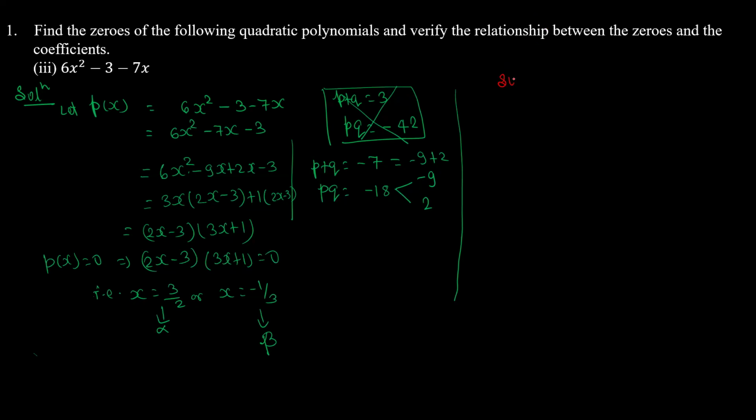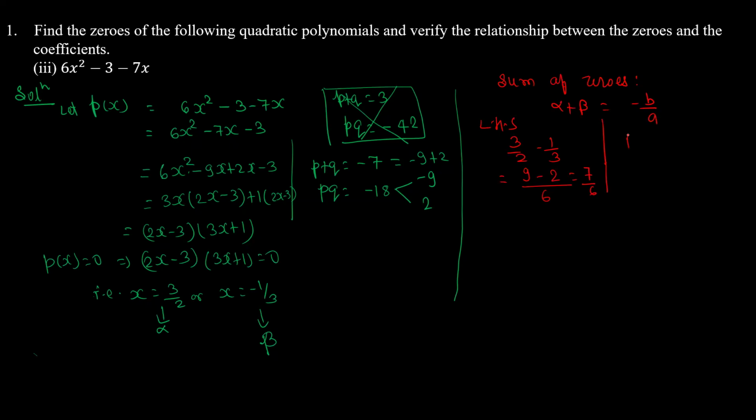So sum of zeros. First what we are writing? Sum of zeros. So sum of zeros is what? Alpha plus beta equal to minus b by a. So this is the LHS. So alpha plus beta क्या है वैल्यू अपने पास? 3 upon 2 minus 1 by 3. So finally you can take the LCM. 2, 3 LCM is 6. So we have 9 minus 2. So how much? 7 upon 6.